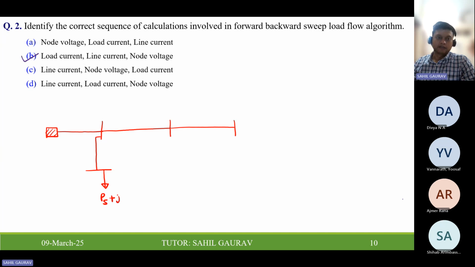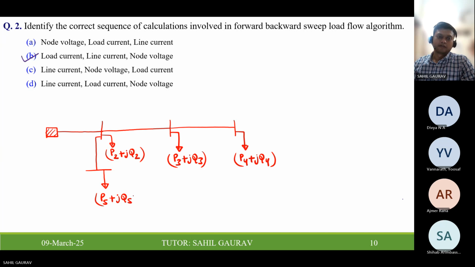P5 plus jQ5 is specified, and then P2 plus jQ2 is specified, P3 plus jQ3 is specified. These active and reactive powers are given for different nodes, and P6 plus jQ6.